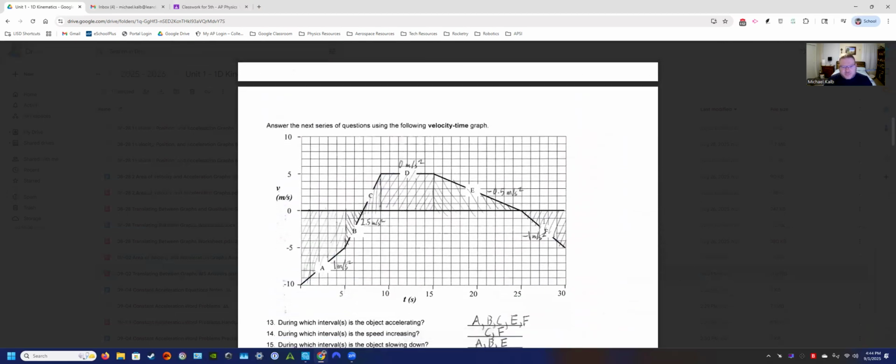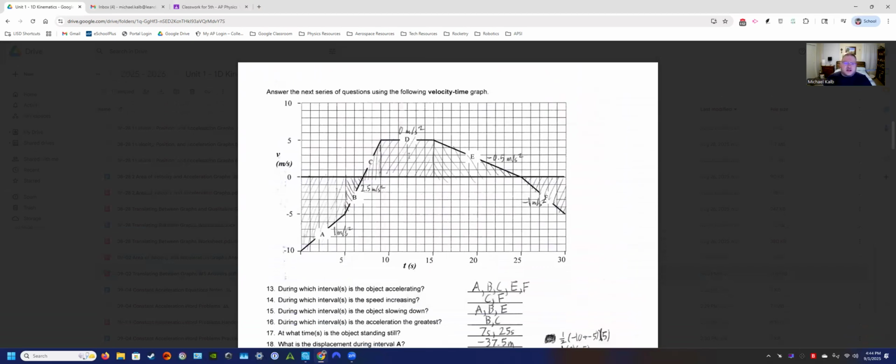All right, let's take a look at this velocity time graph. So we have some linear segments, which means we have acceleration. During which intervals is the object accelerating? So anywhere the velocity isn't constant or horizontal. So during segment A, during B, during C, during E, and during F.